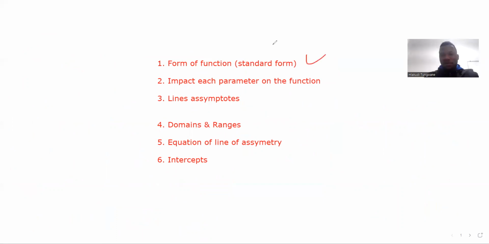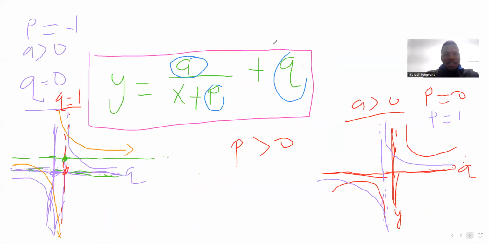Okay, so let's go back to the standard form of a graph. We said the standard form is y equals A over x plus P, plus Q. If there's nothing here, if it's just A over x, it means P equals 0. And if there's nothing there, it means Q equals 0 essentially. And remember, x equals minus P is the vertical line of asymptote. y equals Q is the horizontal line of asymptote.